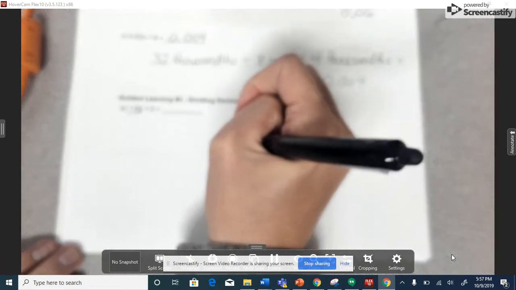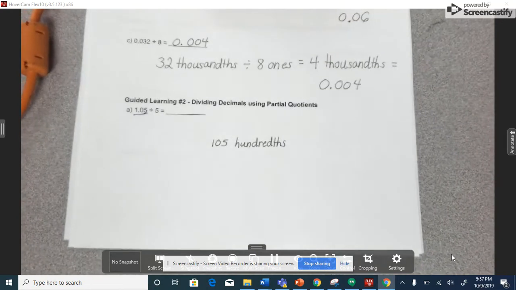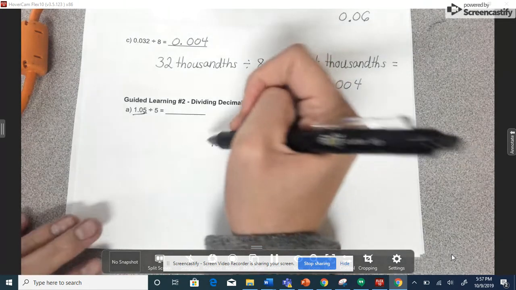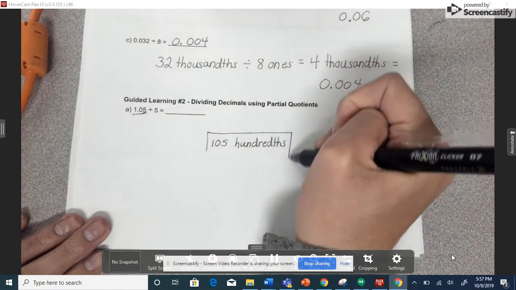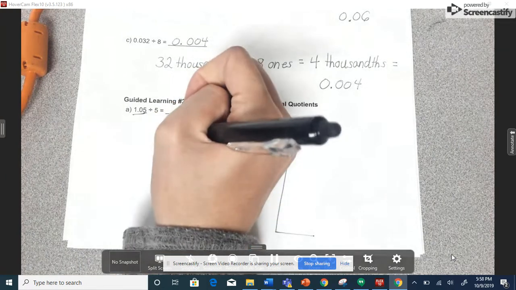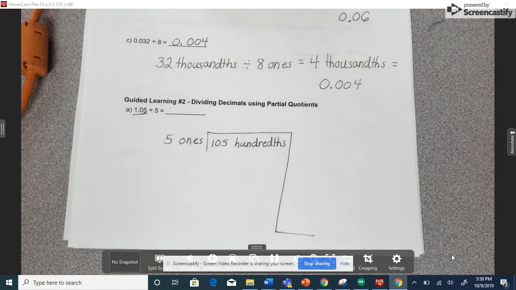So I'm going to write 105 hundredths. Leave enough space below so that we can move our work down when we need to. There we go, 105 hundredths. We're dividing by 5 ones. So using partial quotients, we're going to make this, and we're going to write 5 ones. Okay. So this is how we set up a division problem using partial quotients.